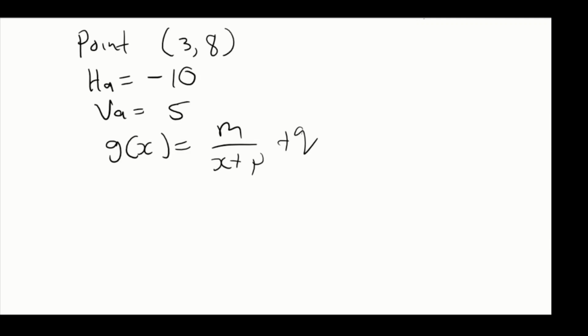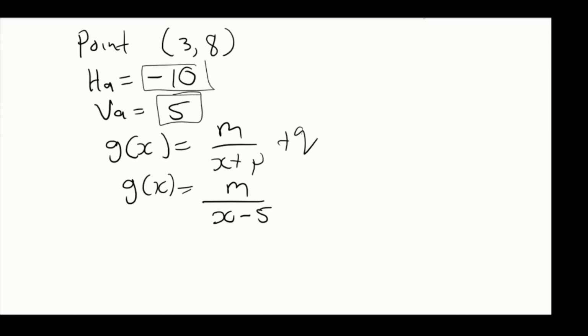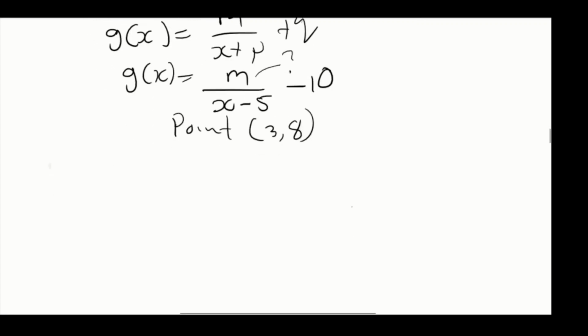And we're going to substitute the asymptotes, so g(x) is equal to m over x. Because the vertical asymptote is positive, if you take it to the other side, it's going to be -5, and the horizontal asymptote is -10, so we write -10. For us to complete the equation of this hyperbola, we need to find the value of m. So we're going to use the point (3, 8) to find the value of m.